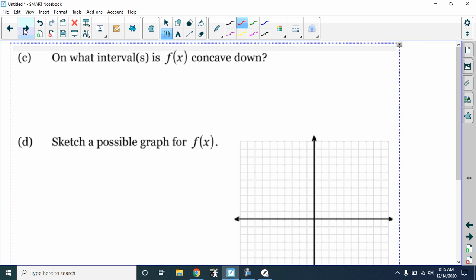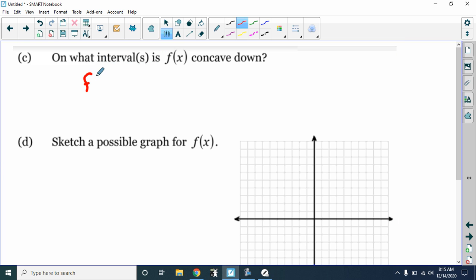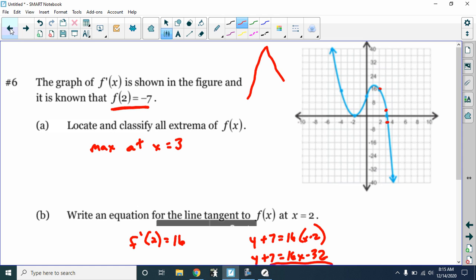Part C asks when f of x is concave down. Concave down means the second derivative is negative. The second derivative would be the first derivative of the graph that's given. So I'm looking for when the slope of this graph is negative, which is -infinity to -2, and 1 to infinity.